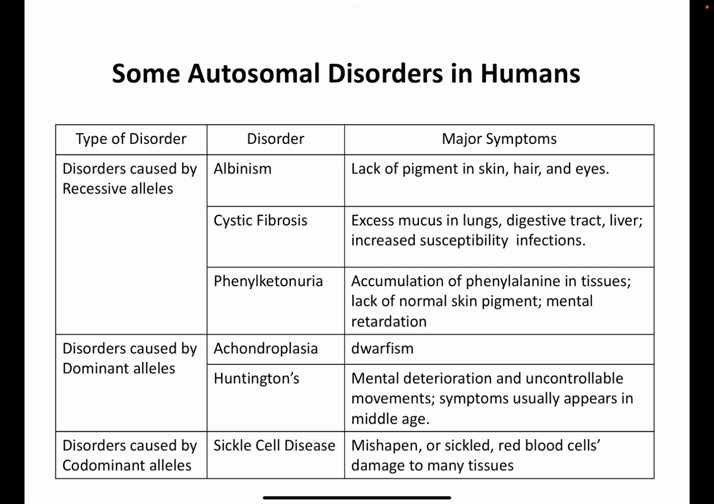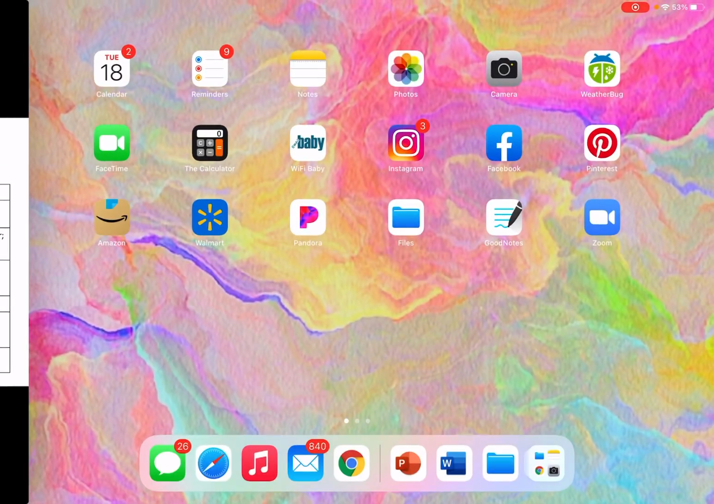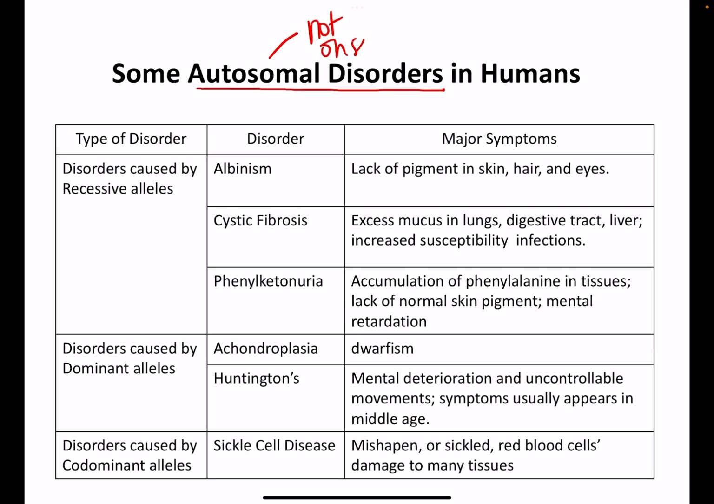Now, let's talk about a few other disorders in humans. These are autosomal disorders. Now, what do we mean by autosomal disorders? That means that they are not on a sex chromosome. They are on an autosome, and so that is a non-sex chromosome. So a few recessive alleles, albinism, I think you all know what that is. Cystic fibrosis, that's where they have mucus that builds up on their lungs, causes a lot of respiratory problems.